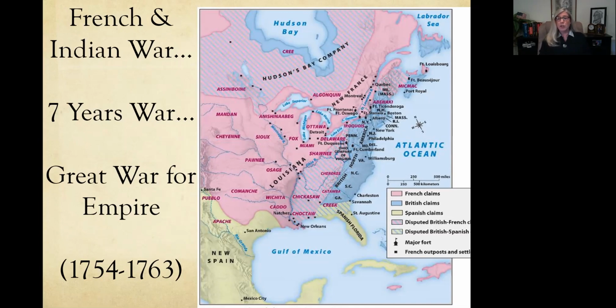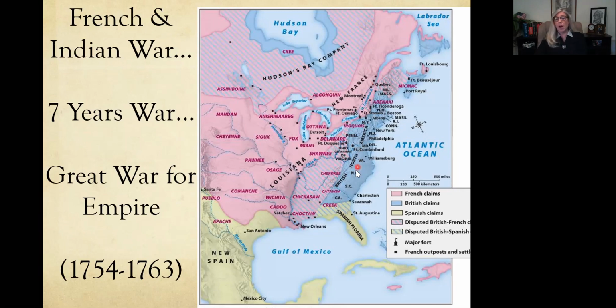This map shows us where things stand at the time of the conflict. And if we look at the breakdown of who's claiming what, we've got some disputed territory. The French absolutely have the most territory that they claim, but they have the smallest population. If you'll remember, they're just the fur traders that are spread out into the wilderness, and they're trading with the native groups and sending the animal fur back to Europe.